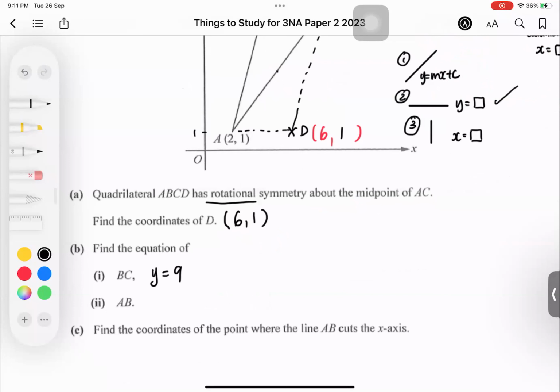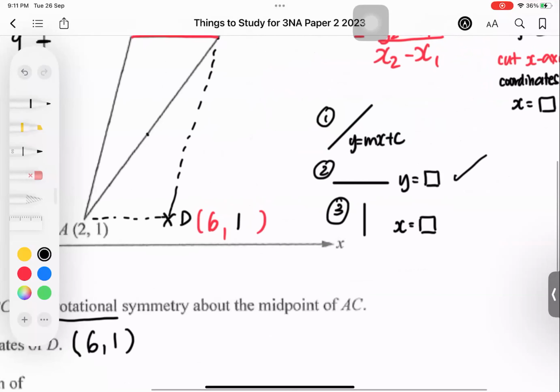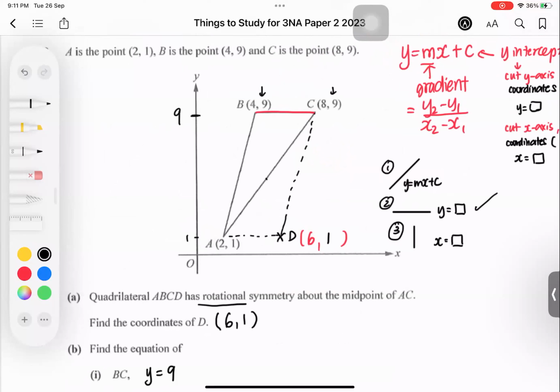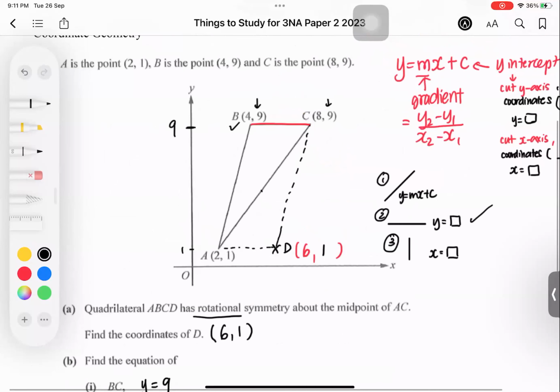Okay, don't straight away jump into finding gradient, whichever. Observe which type of line it is. Is it the slanted one? Then you're going to find your gradient. If it's not the slanted one, is it the flat or is it the vertical one? Okay, so in this case, it's this one. Next one, find the equation of line AB, A and B.